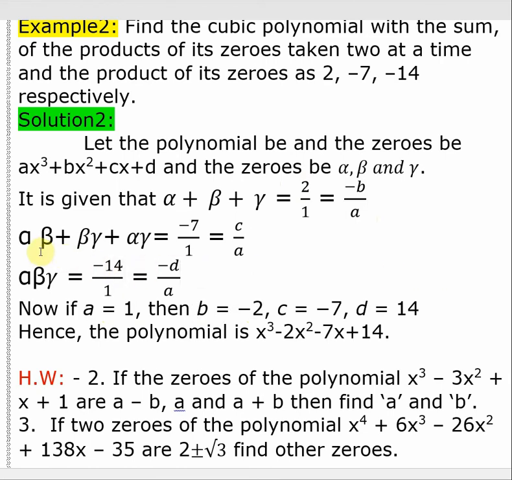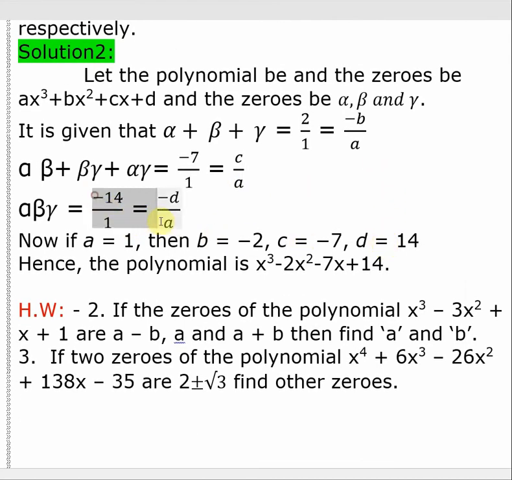Okay. Now alpha beta plus beta gamma plus alpha gamma gives us c by a. So c by a is minus 7, that is minus 7 by 1. From this expression, we can say that once again a is 1 and c is minus 7. Now from the last one, alpha beta gamma is minus d by a, once again a is 1 and minus d is minus 14, means d is 14.